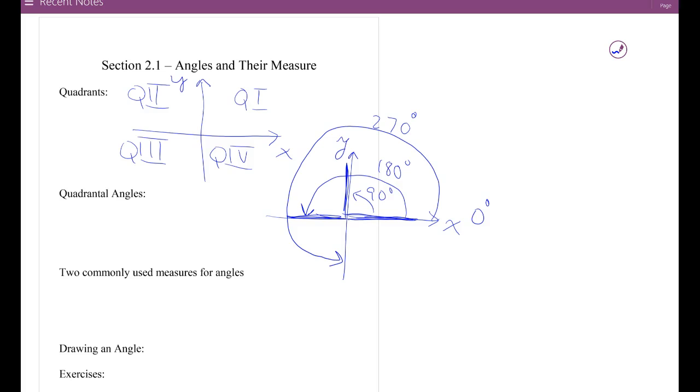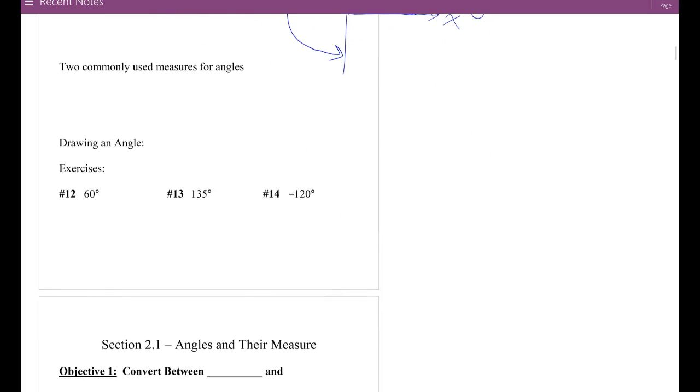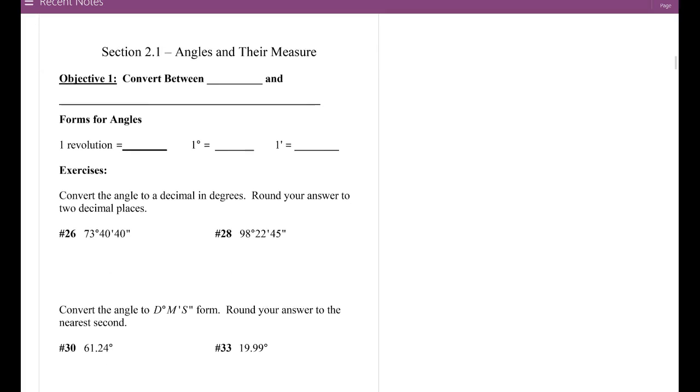There are two common ways of measuring angles: in decimal degrees and in degrees, minutes, seconds, but we'll talk more about that in just a minute. And we'll draw some angles tomorrow so that we can look at how big they are and practice measuring them. So objective 1 says to convert between decimal form, which looks like 52.46 degrees with a decimal point, and this degrees, minutes, seconds form.